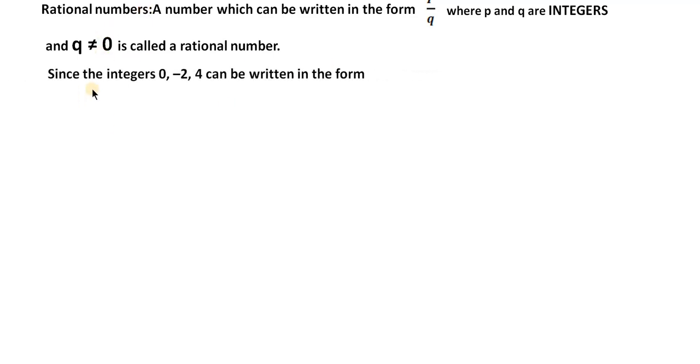Okay, so the integers 0, -2, 4 can be written in the form p by q. You say these are all whole numbers, but now you have come to a superset consisting of the whole number set, which is the rational number set. So you will not be writing these numbers as 0, -2 and +4. You will be writing them as 0 by 1, -2 by 1, 4 by 1, like this. So when it is written in this form, you say they are all rational numbers.